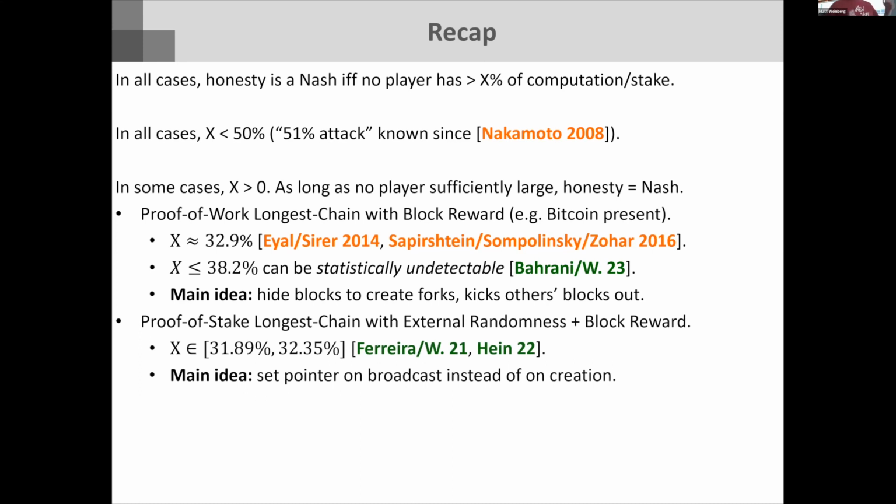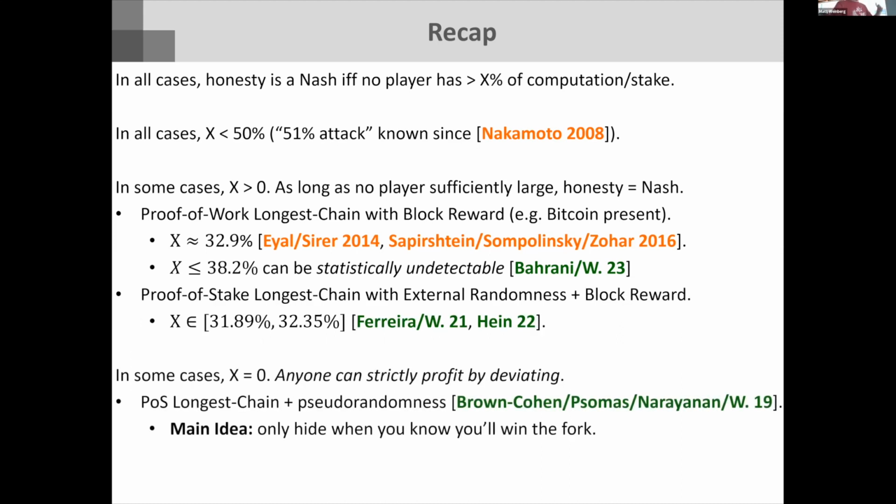I briefly mentioned this work on if you have an external randomness beacon, and it still fits into this category. It's definitely different than proof of work, but it has the same picture: you need to be very big to manipulate it. And I said there's all these other cases where even small players can profit by deviating. To me, zero versus non-zero seems like the bigger distinction.